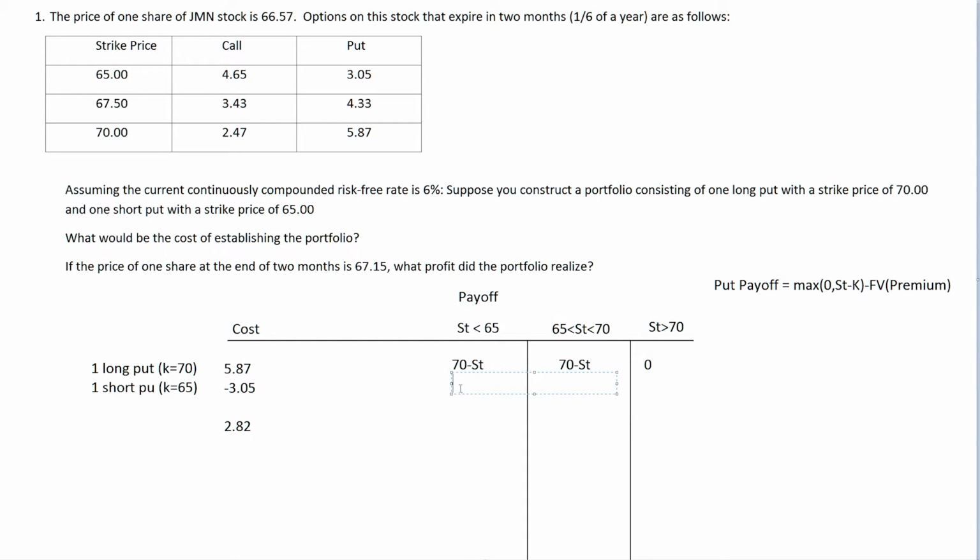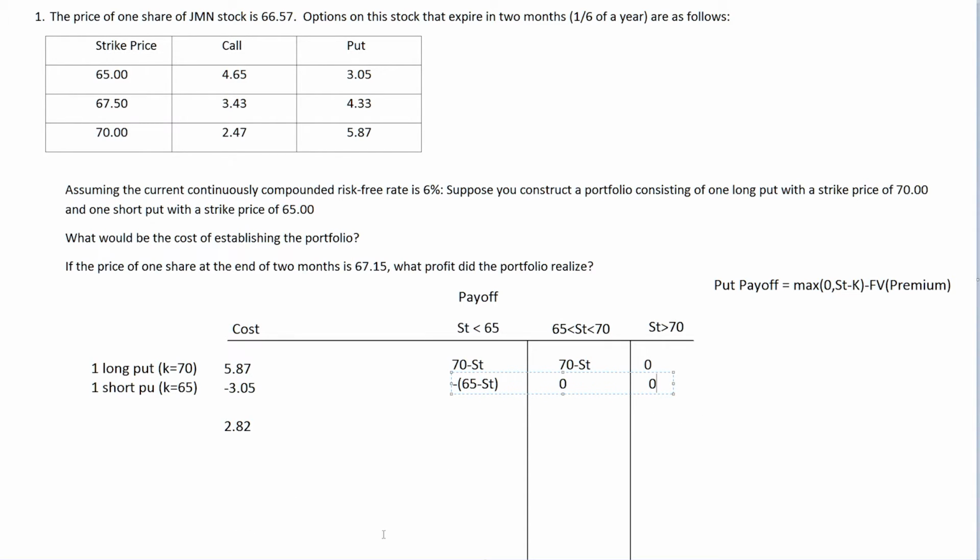And so for the short put, since this is short, we're reversing the sign, so put a negative at the front here. It's going to be 65, our strike price, minus S_T. And then between 65 and 70, we're going to put a 0 here, because say something like 66, it would be 65 minus 66, which is negative 1, so we just default to the 0. And then if it's over 70, same case. If we had like a 71 or something, we'd get a negative number, so we just go down to 0.